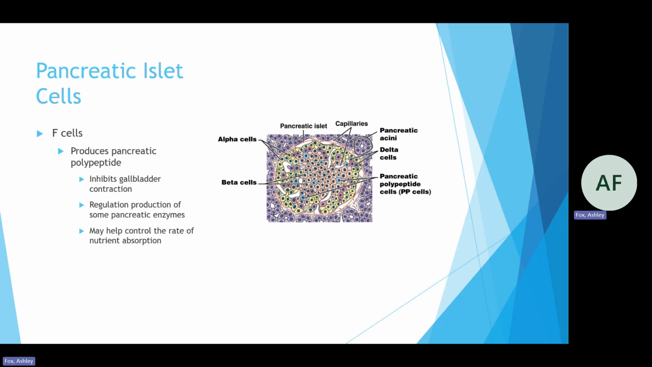F cells, again, release pancreatic polypeptide. It's going to inhibit digestion as well. So it's going to stop pancreatic enzymes. It's going to inhibit contraction of the gallbladder, which is for lipid digestion, which again, we'll talk more about when we get to the digestive system. And then nutrient absorption, controlling that rate. So F cells, with pancreatic polypeptide, and somatostatin are more about controlling digestion with their hormones.